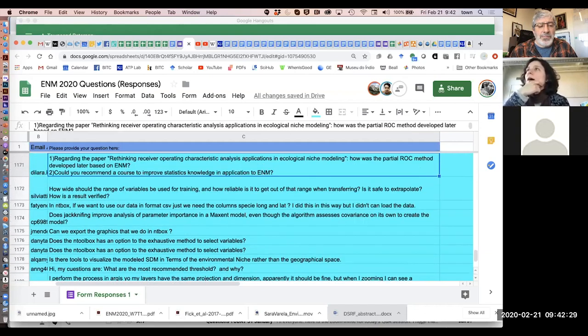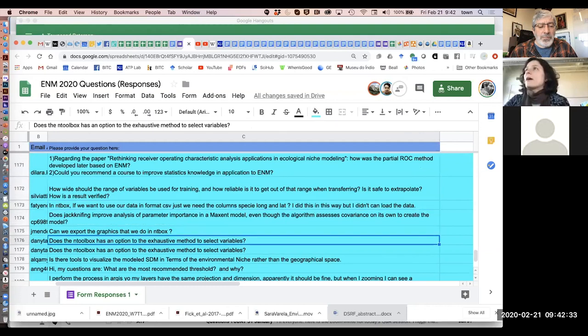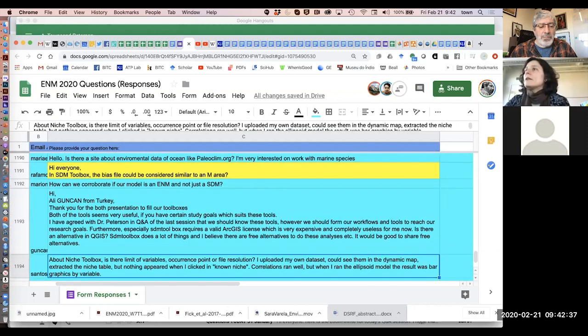There is one, 1,194, since we are in that area. Is there a limit in the niche toolbox, a limit of variables, occurrence points, or file resolution? What toolbox are we talking about here, niche? That's Luis's. Ah, okay. Yes, the limit depends on the RAM memory that you have in your computer. That's it. If you are trying to process data at a resolution of 30 seconds in a machine with four gigabytes of RAM, you shouldn't go ahead.